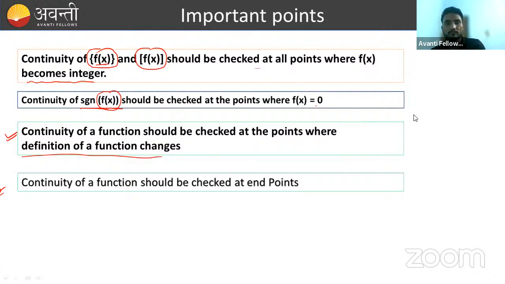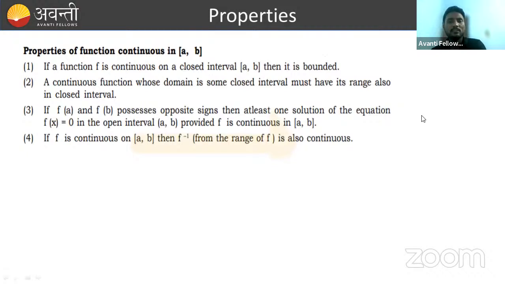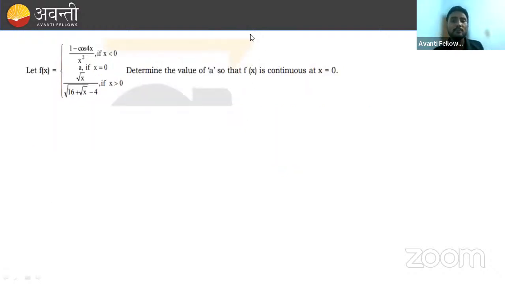So yeah, these are the simple points that we have already discussed. Same thing, third point, first point we have discussed, second point also. And also one thing you have to remember that if function is continuous on a to b, then inverse of that function is also continuous. Okay, so one question I am just explaining, and then after that we will finish the class, guys.